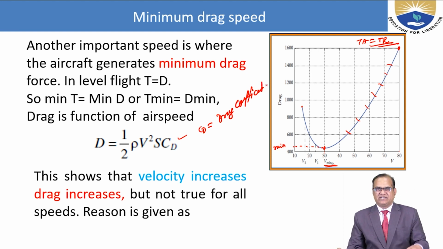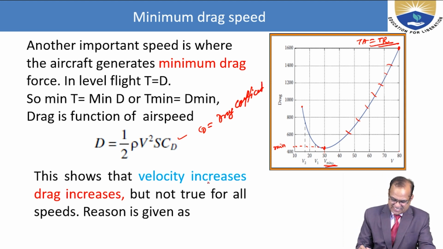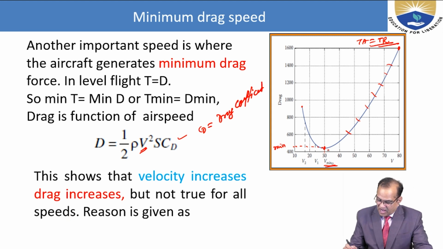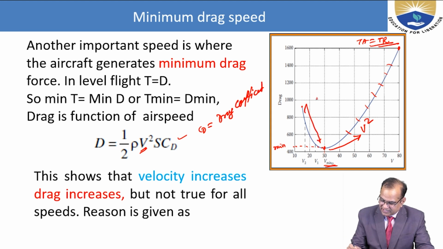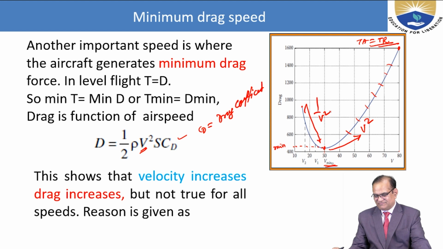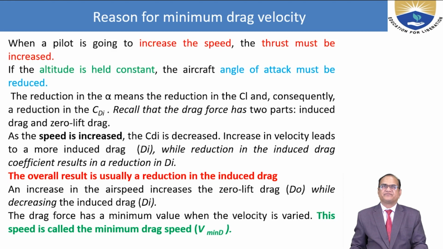This shows that as the velocity increases, drag increases. You can see here, but this is not true for all speeds. From here to here it is okay, it is directly proportional to V square. But from here to here, it is inversely proportional to V square. So that is the condition which we have to look after.